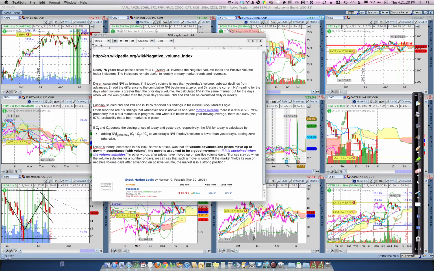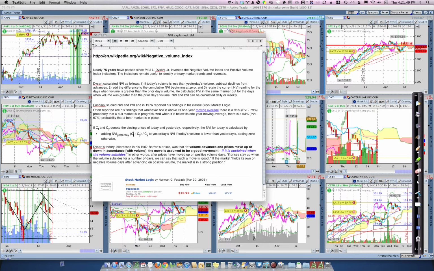Basically what it does is it takes the negative volume index from yesterday, multiplies it by the percentage change in price, so yesterday's price minus today's price divided by yesterday's price, and it takes that product and adds it to yesterday's negative volume index.